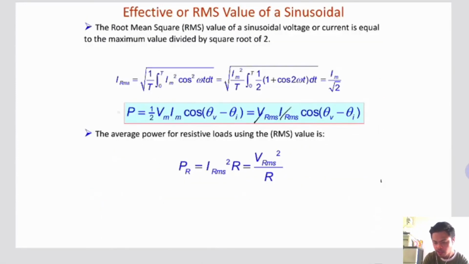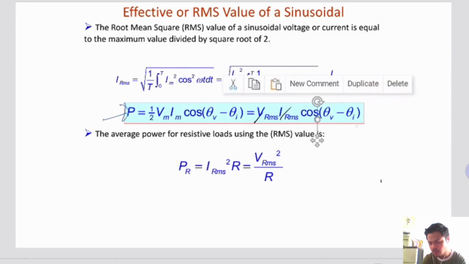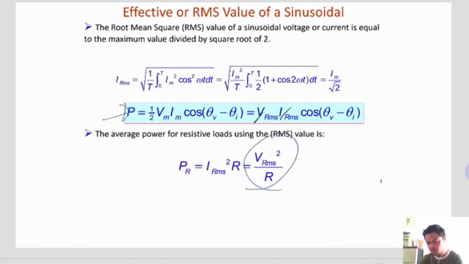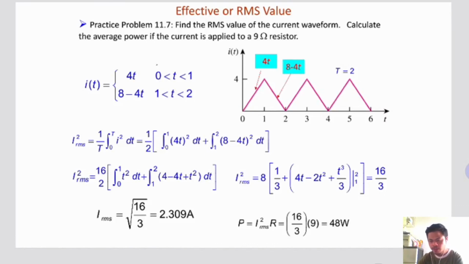Therefore you have the effective power formulated as VRMS IRMS cosine of theta V minus theta I. For the resistive load, we can simply apply VRMS squared over R. This RMS value most of the time is stated in the problem. For example, we have this periodic current waveform. Determine the average power if the current is applied to a 9 ohm resistor.